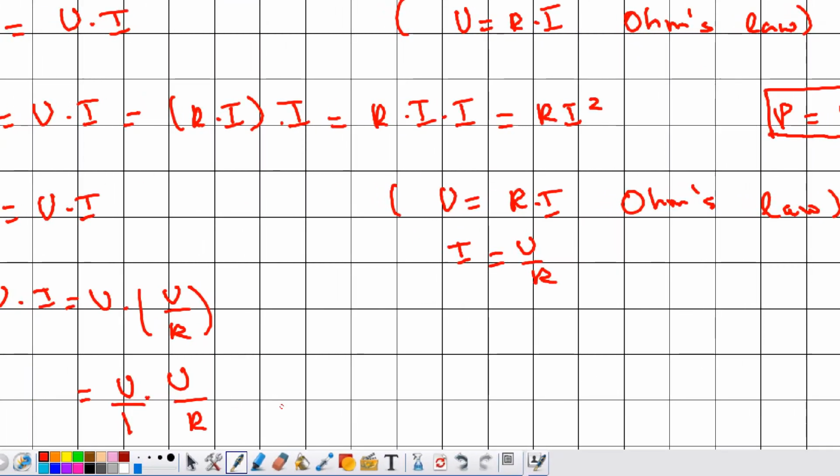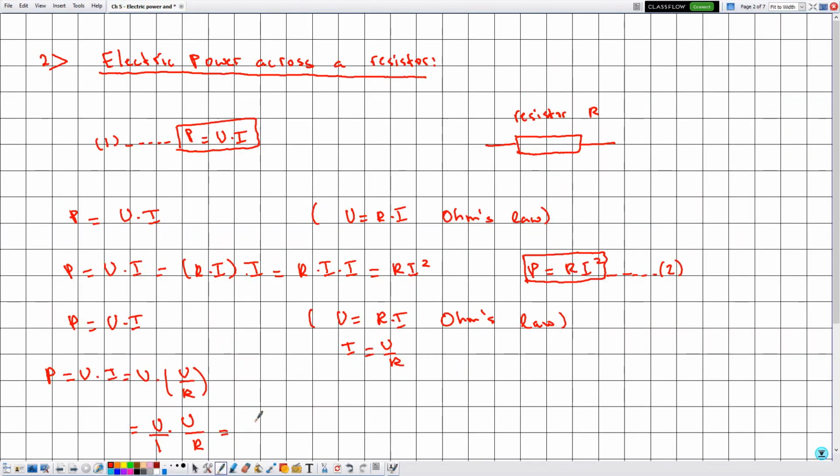Now recall that whenever we have A over B multiplied by C over D, this will give us A multiplied by C divided by B multiplied by D. So it's given by U multiplied by U divided by 1 multiplied by R, which is equal to U square over R. So P is equal to U square over R is the third form of the electric power.